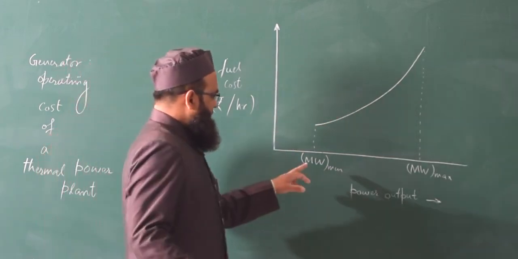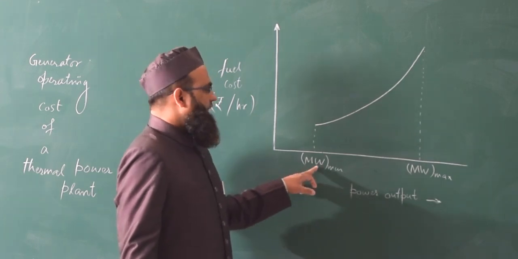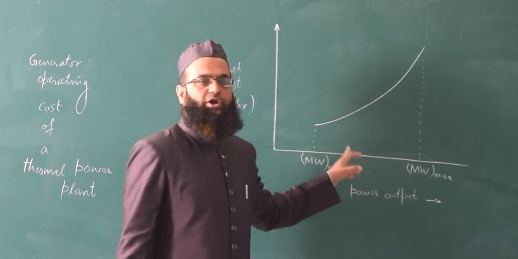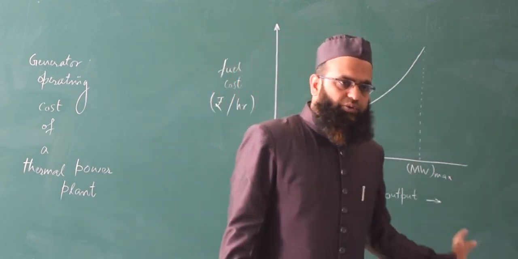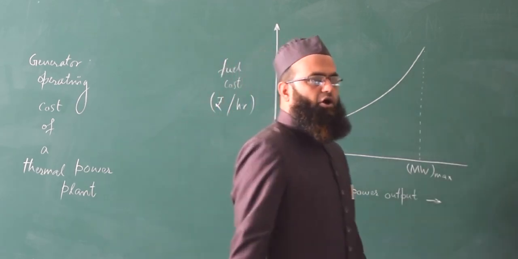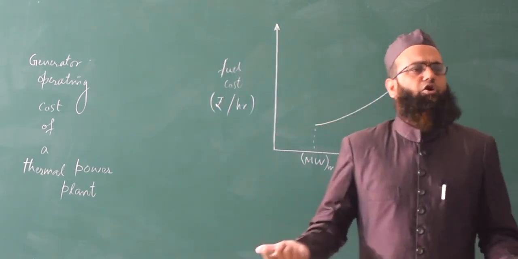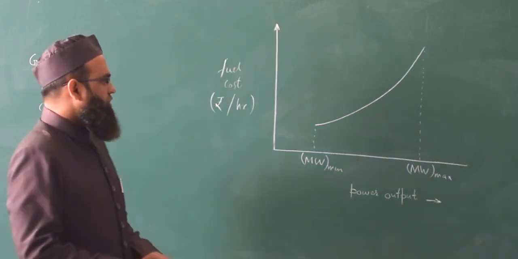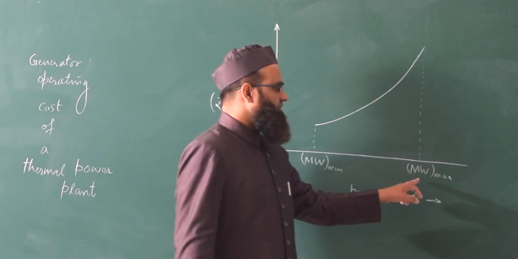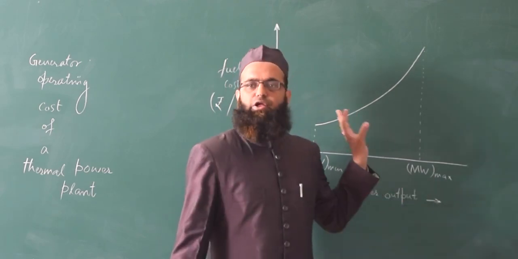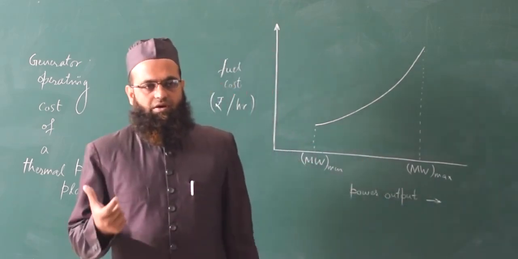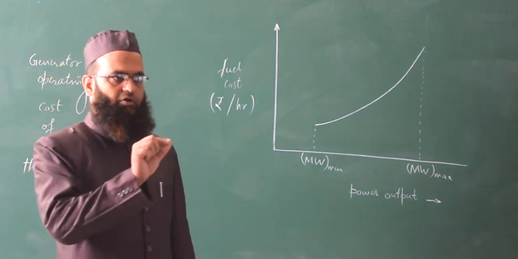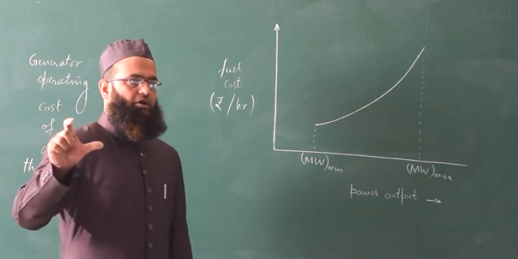What is MW min? Megawatt min is the minimum limit of that particular unit for generation. Below this, either it is technically not feasible or not economical. If you are going to generate, then it will not be economical. So you have to generate between these limits, and this is the maximum capacity of that particular unit. Unit means boiler, turbine and generator. A set of boiler, turbine, generator means one unit.